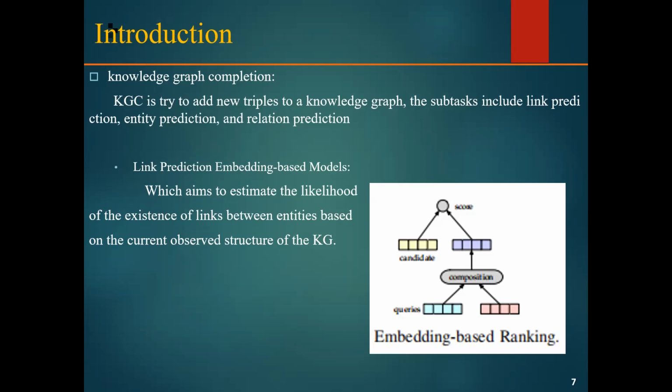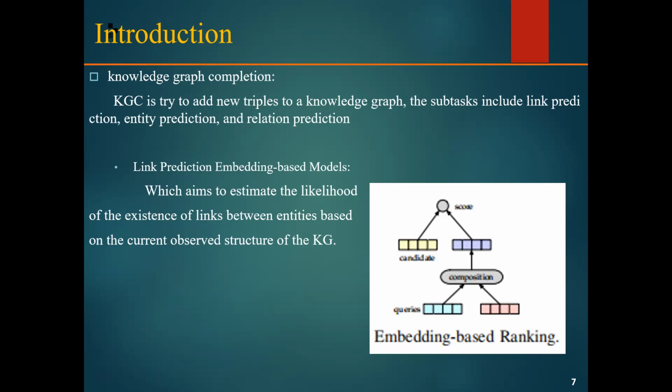And we will focus on knowledge graph completion because the knowledge graph, by nature, faces incompleteness. We always face missing entities in this graph. So knowledge graph completion tries to add new triples to this knowledge graph and complete it. It has some subtasks like link prediction, entity prediction, or relation prediction. Here we will focus on link prediction, which is also based on embedding-based models.